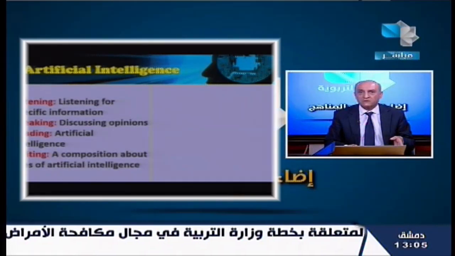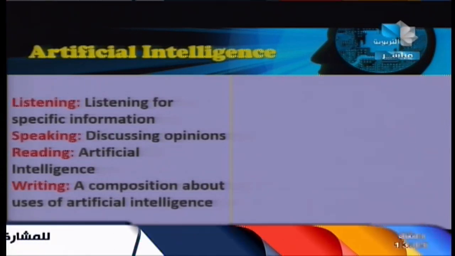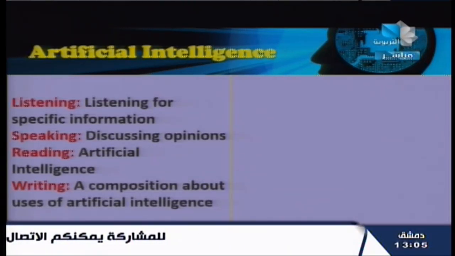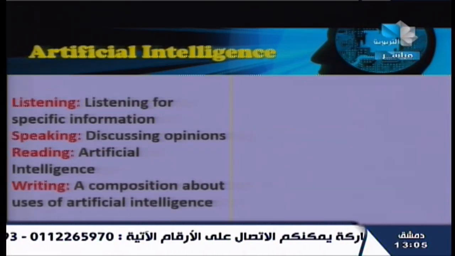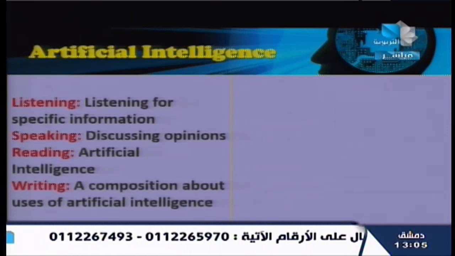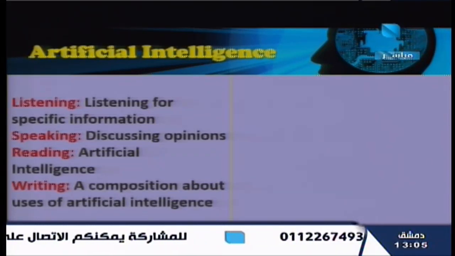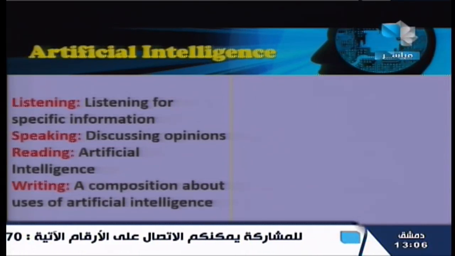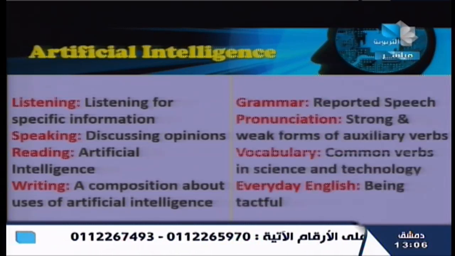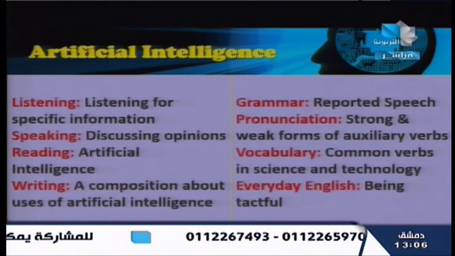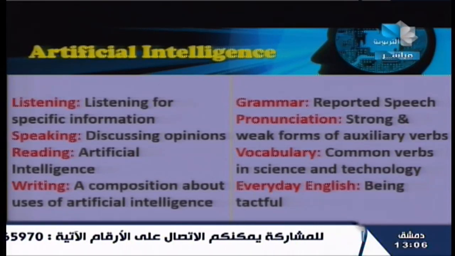In this unit, dear students, in the listening skill, you are going to learn how to listen for specific information. When we talk about speaking, you are going to learn how to discuss different opinions. You will have a reading text titled Artificial Intelligence. In writing, you are going to learn how to write a composition about the uses of artificial intelligence. In grammar, we will discuss reported speech, how to report statements and how to report questions.